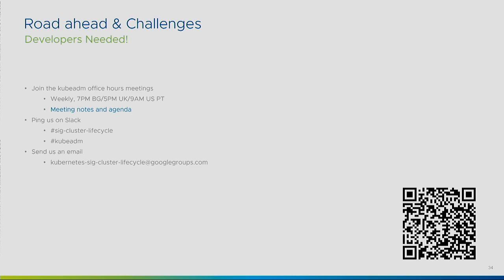Here is our office hours meeting. It's on Zoom, and it's usually 7 p.m. Bulgarian time on Wednesdays, 5 p.m. at UK time, and 9 a.m. US Pacific time. Here is a link to the meeting notes and agenda. You can also find the Zoom link in there, and this is again the QR code of this. And you can also find us on Slack, on the given Slack channels, and we have the cluster lifecycle Google group.